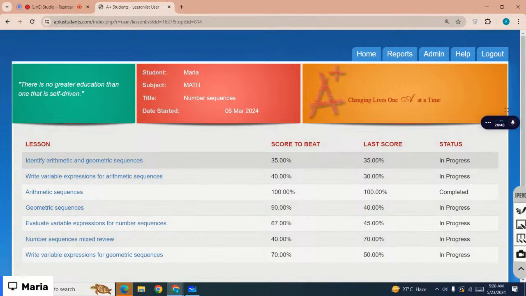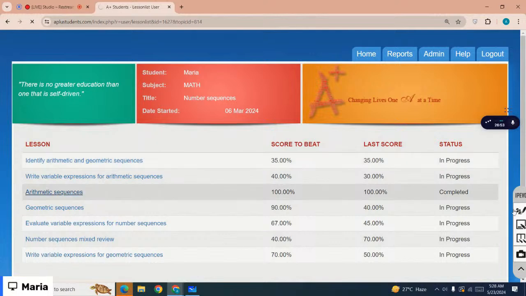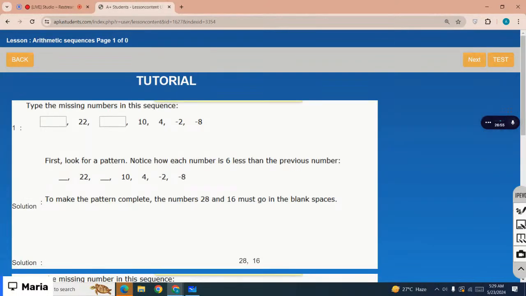Okay, the next one is arithmetic sequences. Let's just start the lesson. Type the missing number in the sequence. So they are the arithmetic sequences. That means you need to add or subtract some number to get the next one, right? So just look at the one.